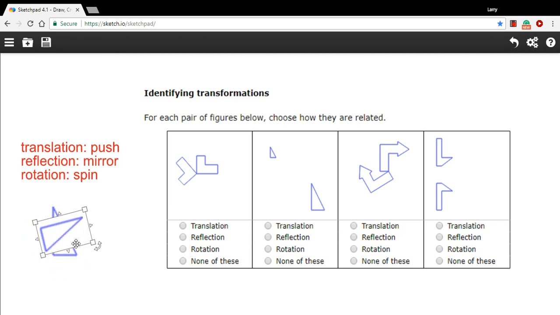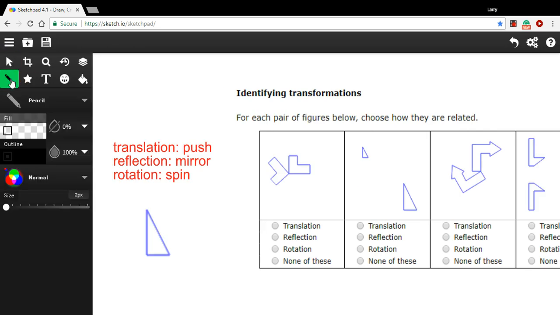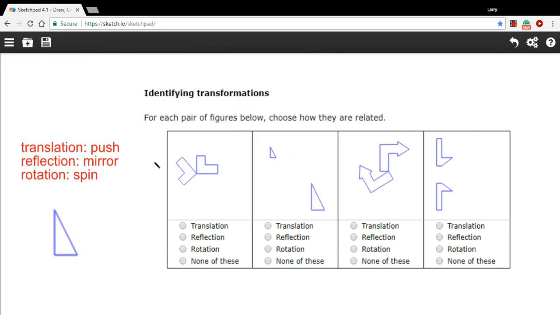So you might get something that looks like this. You might spin it at some other point, but a rotation is a spin. So those are the three translations we're looking for. On all of these translations, the size of this thing stays the same. Another name for that is an isometry. All right, let's look at these problems.